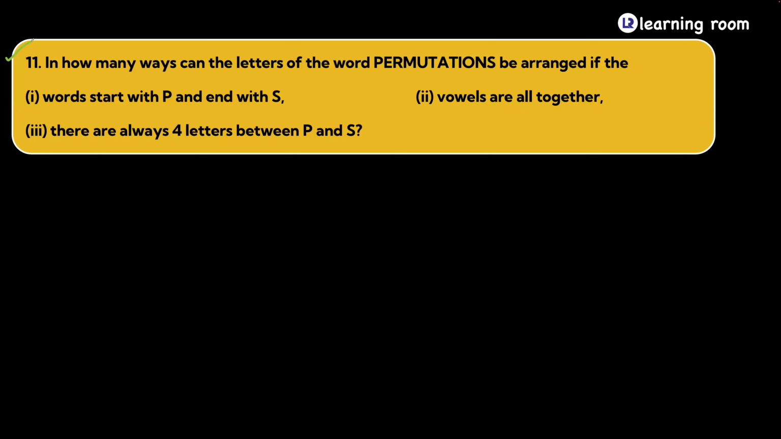The last problem in this exercise is, in how many ways can the letters of the word permutation be arranged if the words start with P and end with S? So permutation, how many letters are there? 1, 2, 3, 4, 5, 6, 7, 8, 9, 10, 11, 12. So out of the 12 letters, the first letter should be P and the ending should have S. So how many blank spaces are left? 10. So since these two are going to be fixed positions, the 10 letters can be arranged among themselves in 10 factorial ways. That is the answer for the first one.